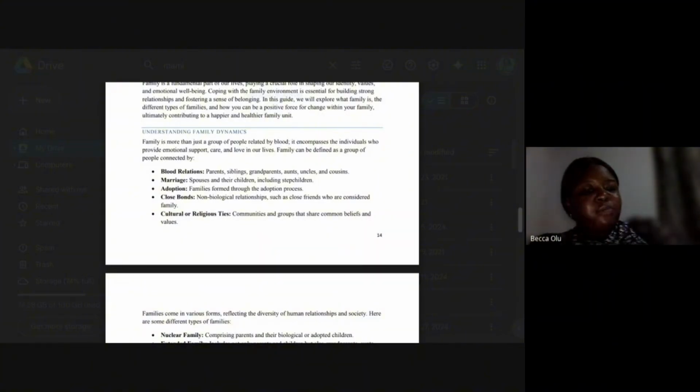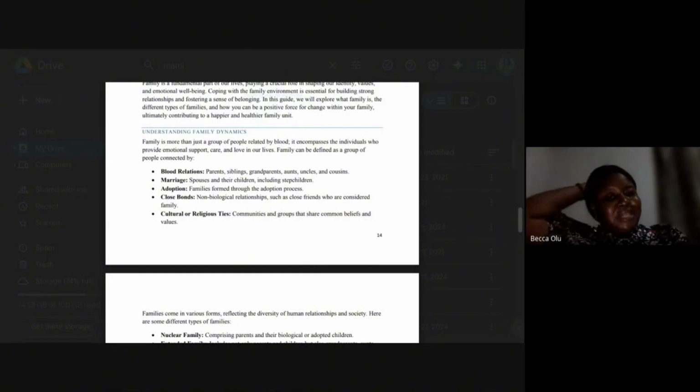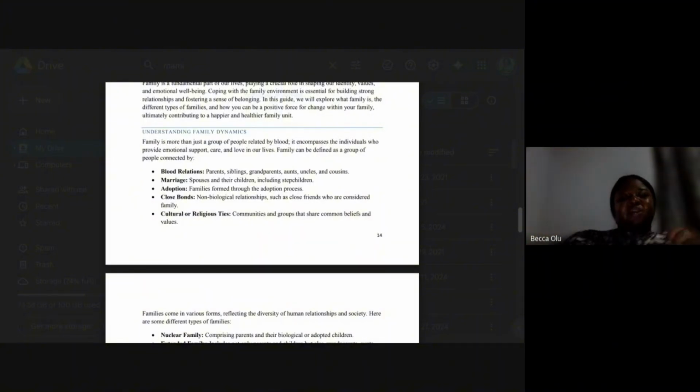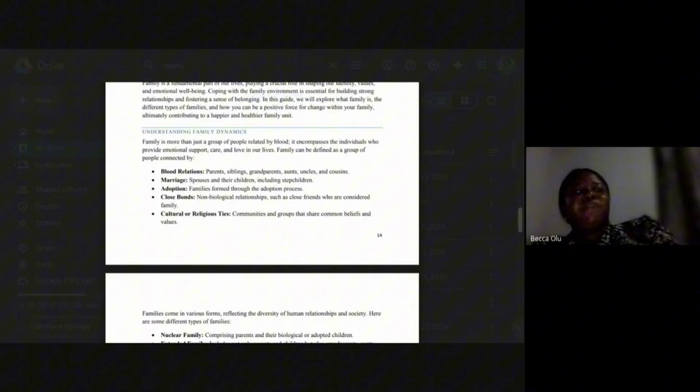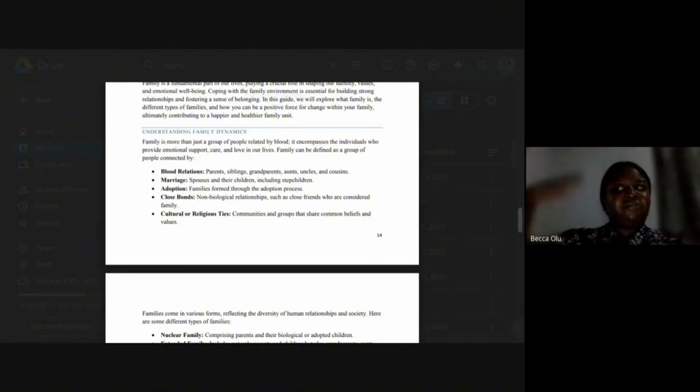So a family can be a group of people related by blood. That is your mom, your dad, your brothers, your sisters, grandpa, grandma, your cousins, your nephews, your nieces, uncles, aunties. Those are family members related by blood. Then you have family members connected or related by marriage. So if a woman from this family marries a man from this family, both families come together and they become one family. So that is also a type of family. There are also children, including stepchildren. If the man had children before or the woman had children before, once they come together, they all become one family.